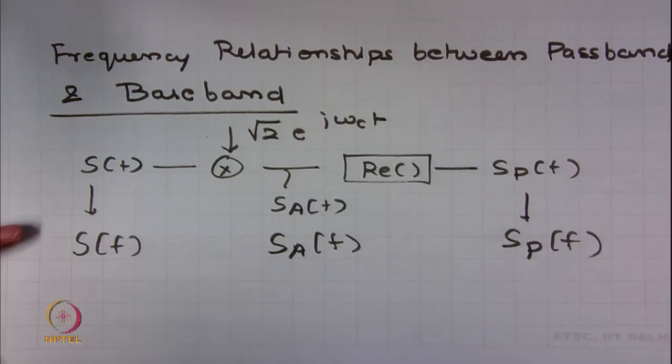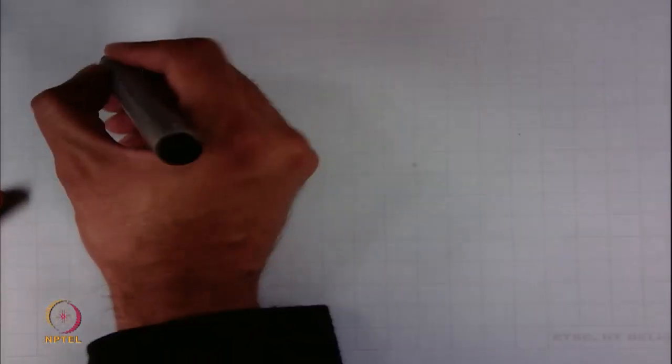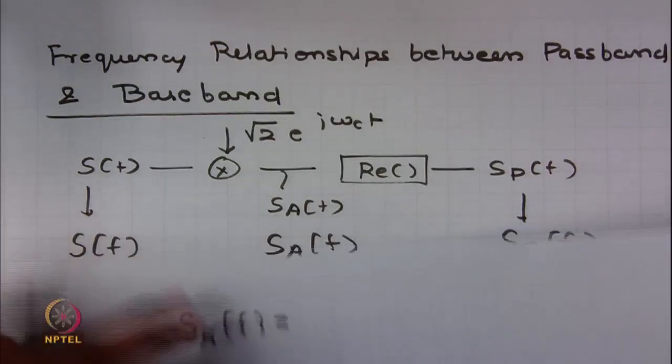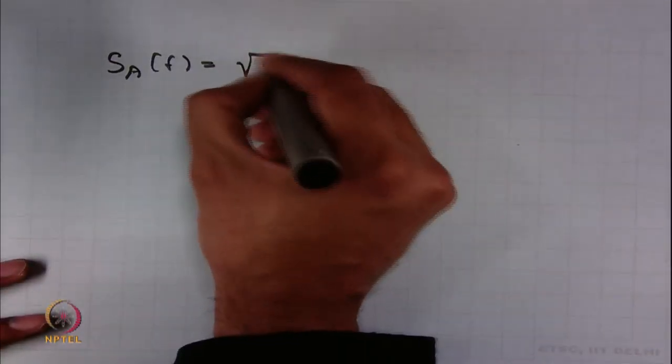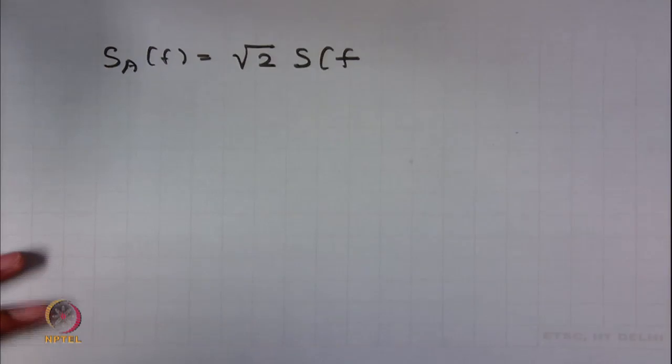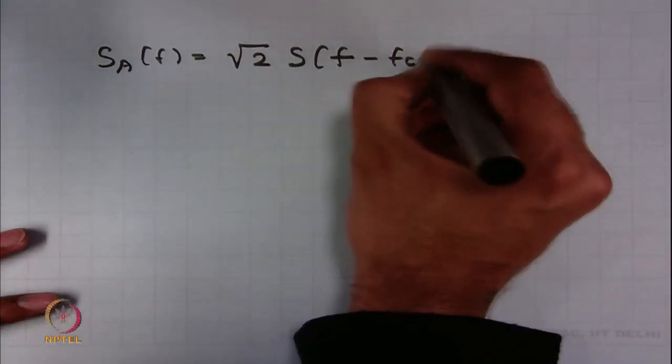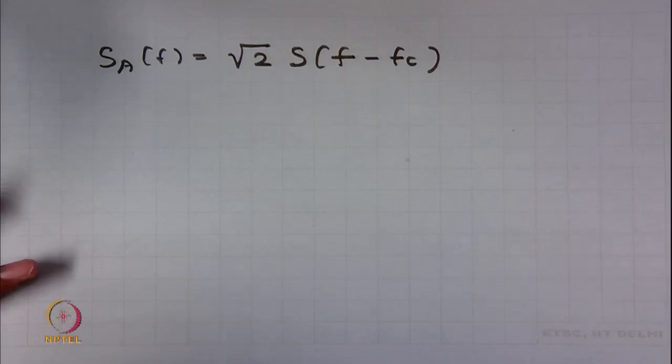Okay. So, what is the spectrum S_a(f)? It would be nothing but, because s_a(t) is s(t) multiplied by this quantity, the spectrum S_a(f) would be simply root 2 times S(f), and because s(t) is multiplied by a rotating complex exponential, the spectrum would just shift, right, and it would get positioned at around f_c. From baseband it would go to passband. Okay. So, this is the spectrum S_a(f).